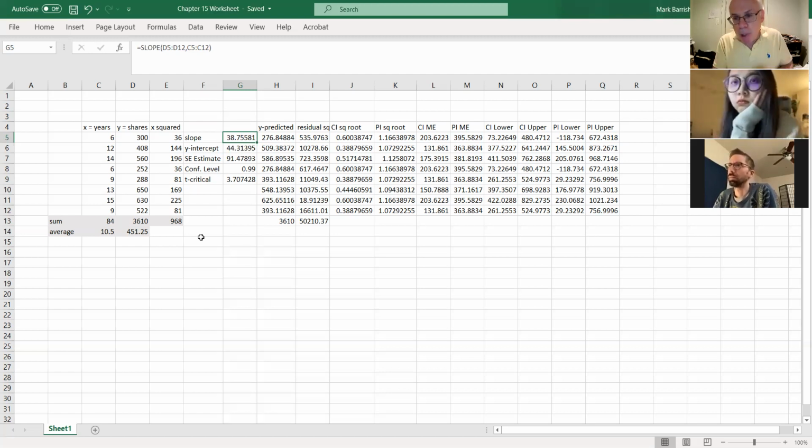So this is the better place to find your regression equation right here. It's going to be y hat is equal to, if we round it to three decimal places, 44.314 plus 38.756 times x. And that would be your regression line. Okay, that makes sense?